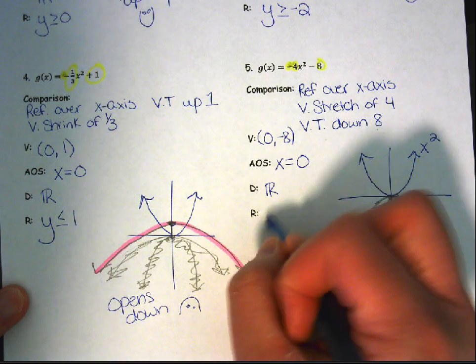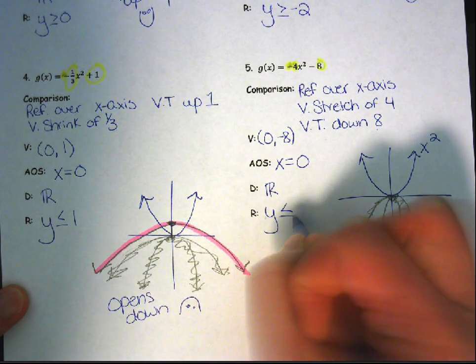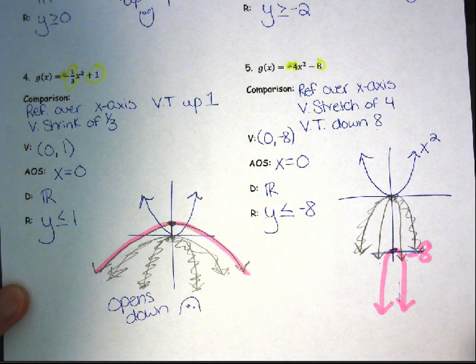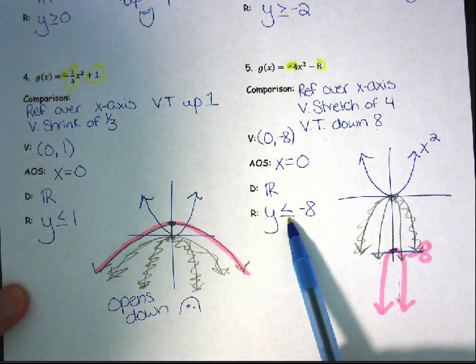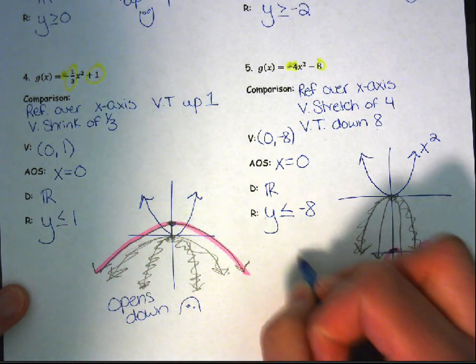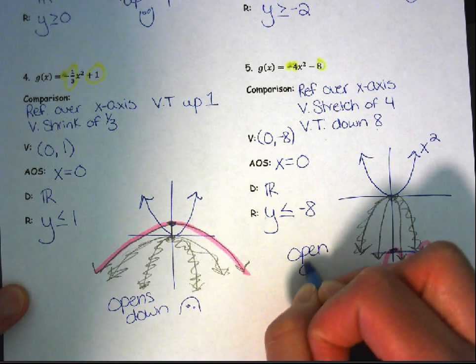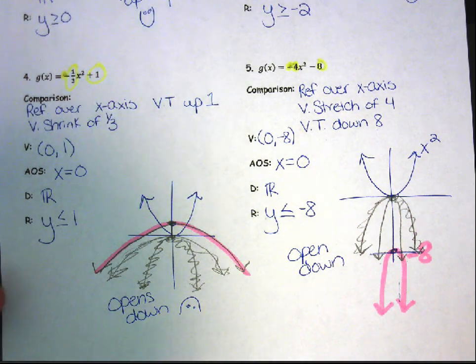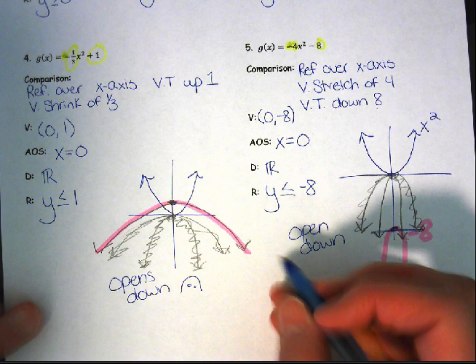But we don't have to tell them that. We just have to say less than or equal to -8. We don't have to tell them how fast we're going down. We just need to say that. And again, this does open down. Okay? So that was actually 2 lessons.